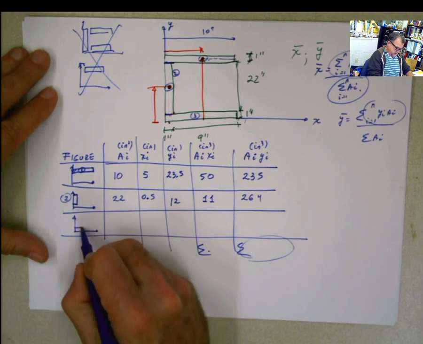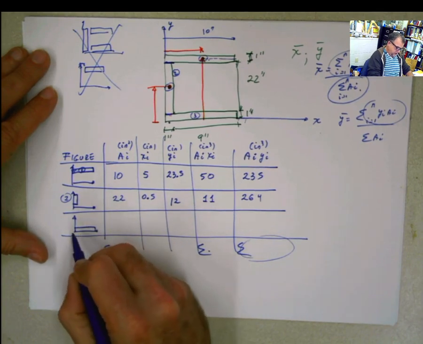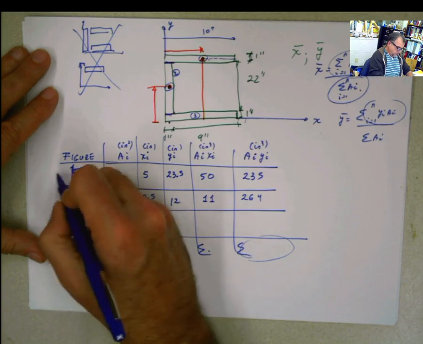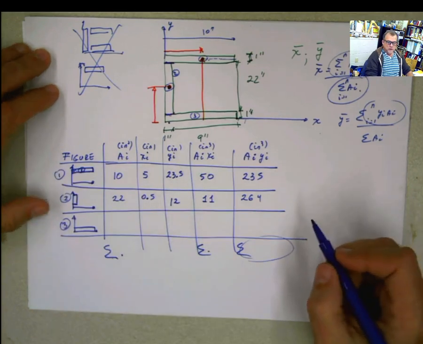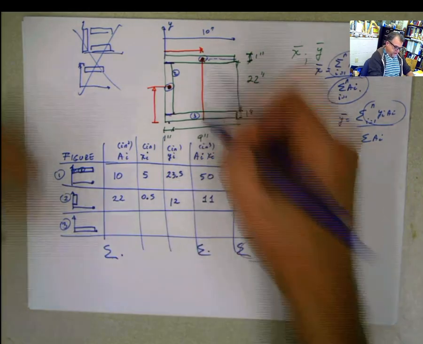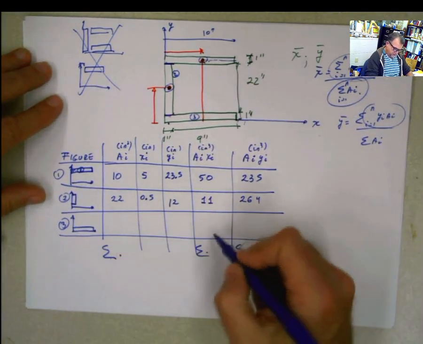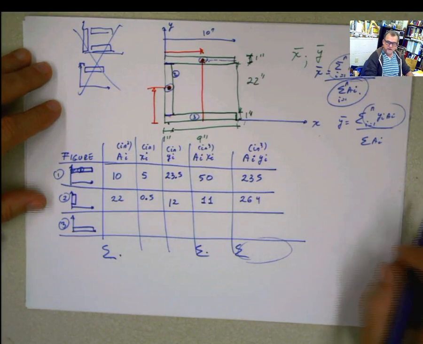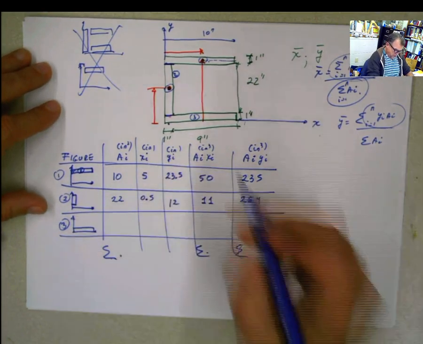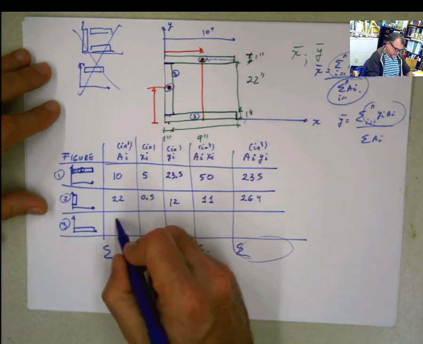And then we move to figure 3, which is this one. And usually people are working so fast, they say, oh, this figure and that figure is the same figure, so all the properties are the same, and they start 8, 10, 5, 22.5, 50, 235, and then you have it wrong. The area, no doubt about it, 1 times 10, 10.